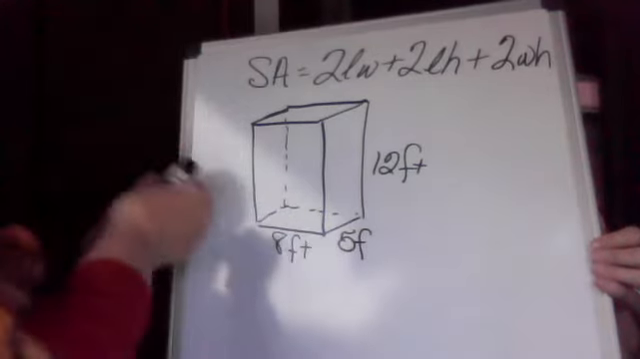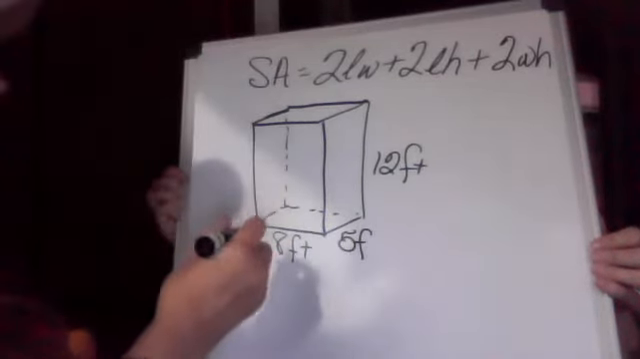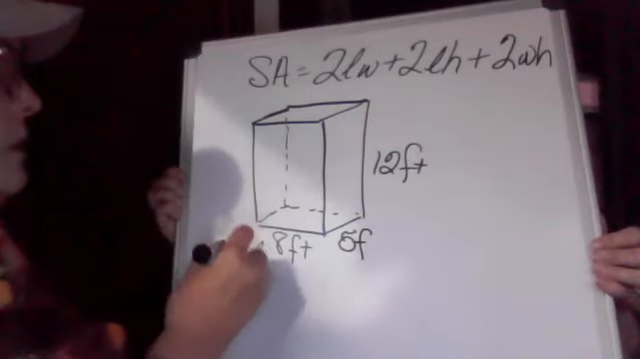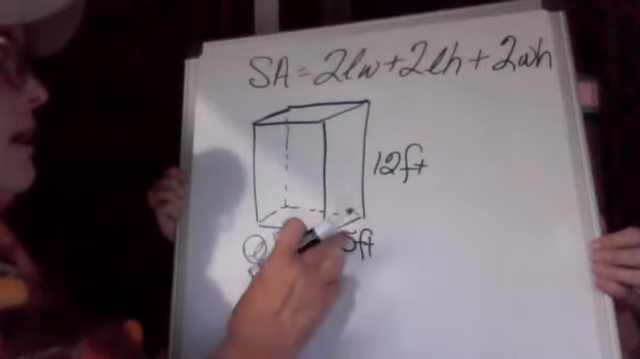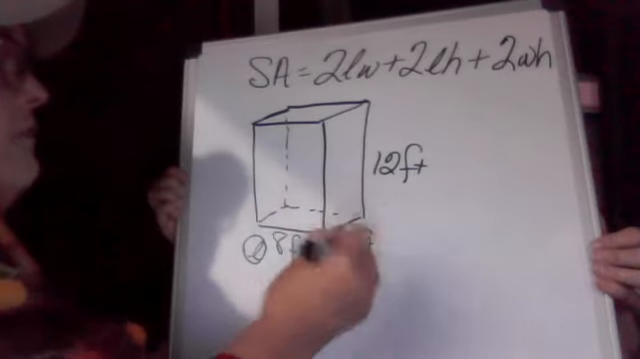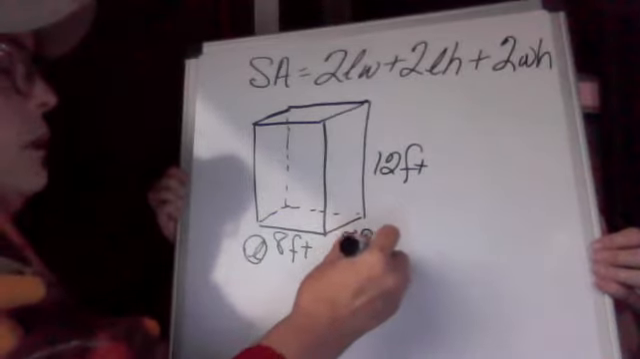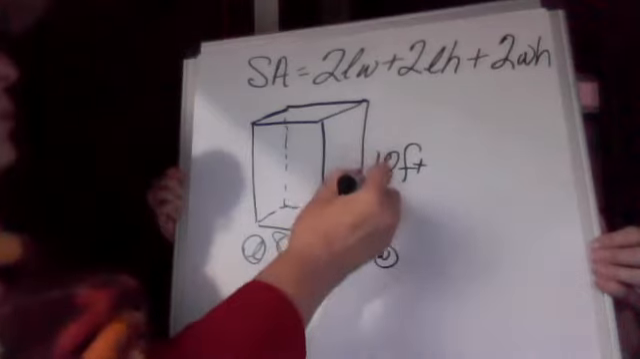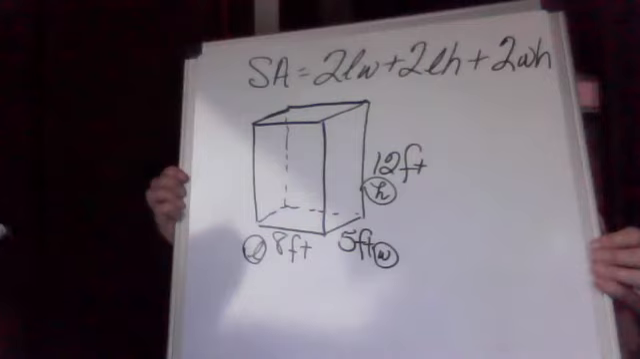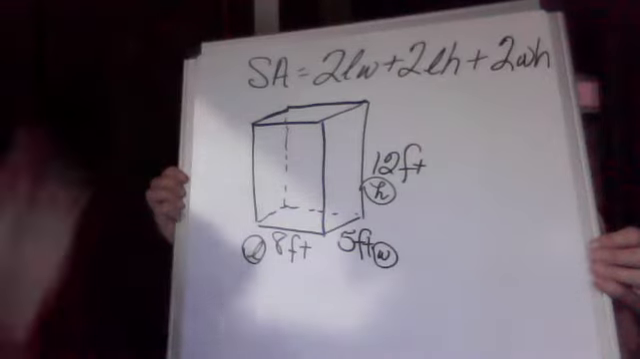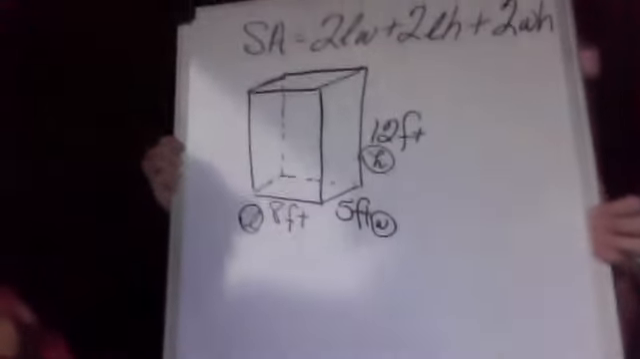So let's do this. Let's call this one the length. This one is 5 feet, and this one we will call the width. And this one we will call the height. And you guys understand why each one of those is the way it is. So we're going to follow the formula. Let me see if I can get it all on here.